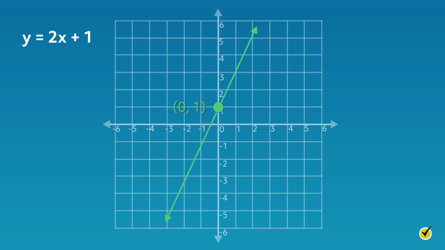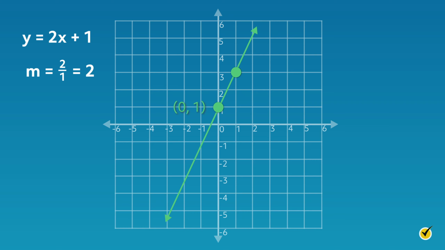Now let's examine the slope. From the y-intercept, the second point is found by moving in a vertical direction, the rise, and then a horizontal direction, the run. From the y-intercept, move 2 units up and 1 unit to the right. Therefore, our slope, m, equals 2 over 1, which equals 2. Our equation reflects this because the value for m is 2.